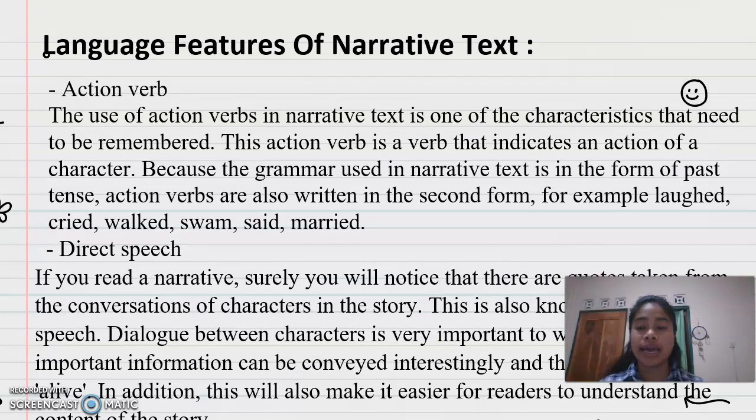Next is action verb. In language feature of narrative text, there is action verb. The use of action verb in narrative text is one of the characteristics that need to be remembered. This action verb is a verb that indicates an action of character. Because the grammar used in narrative text is in the form of past tense, action verb also written in the second form. For example, love, cry, walk, swam, say, and marry.